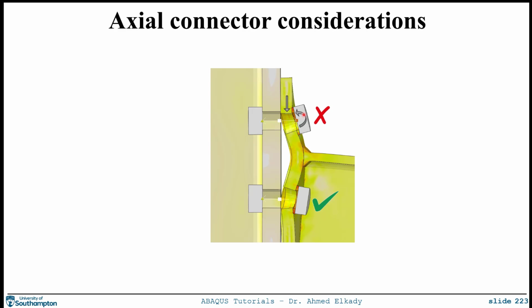In reality, this downward movement will be restricted by the bolt shank, but this doesn't happen, of course, in this case because the wire connector doesn't have any physical representation. So this plate is allowed to keep moving downward with no restriction.